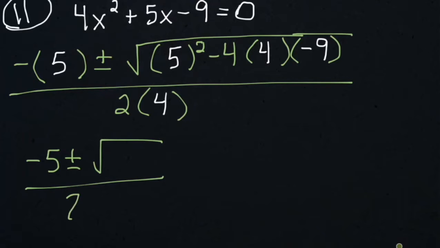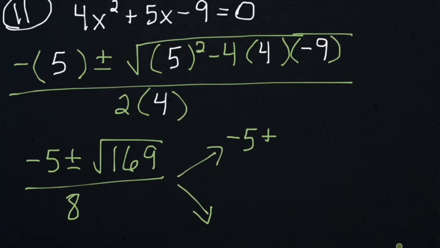2 times 4 is 8. Now what's under the radical? 5 squared minus 4 times negative 9 gives me 169. 169 is a perfect square. So I can split and find my solutions. Negative 5 plus 13 divided by 8. And then I have negative 5 minus 13 divided by 8.